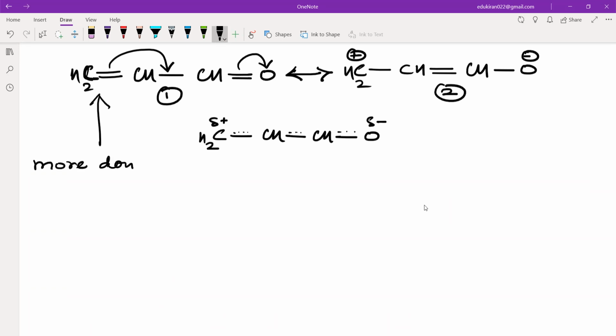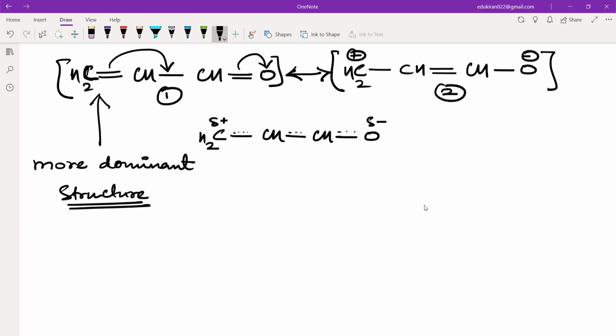More dominant structure. Okay, if I compare this structure and this structure, then we will compare the stabilities of these two structures. We'll compare the stability of the first resonating structure and the second resonating structure.